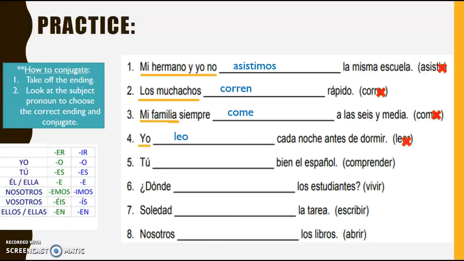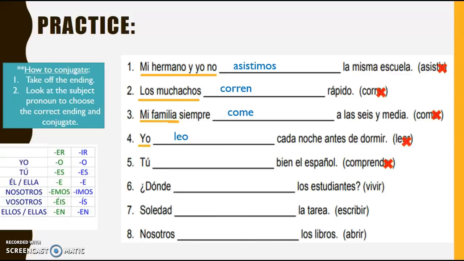Okay, número cinco, tú blank bien el español. Our verb this time is comprender. It means to understand. It's an ER verb, so let's go ahead and take our ER off. And this time we need the tú ending for ER verbs. So if you look in your column there, we don't have to think about this one like we did with los muchachos and mi hermana y yo, because tú, there's only two.